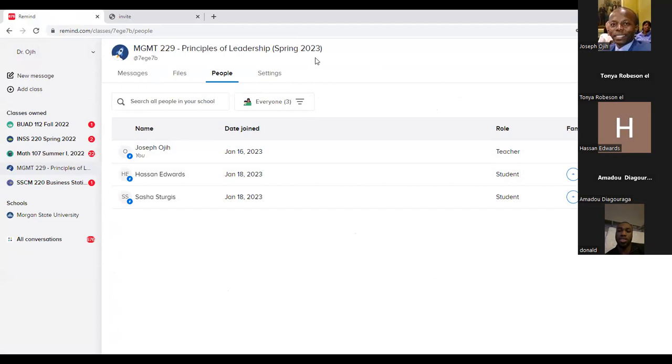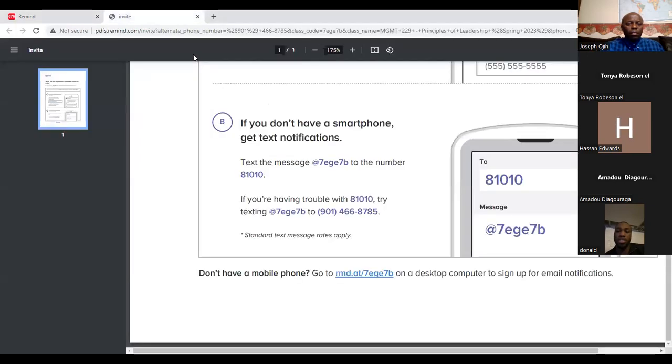So how many of you have done it? I haven't. What's the thing again? Give me one minute. Let me pull it up. This is the message right here. At 7EGE7B. Text the whole of that to this number. Then when you get a response, reply. You don't have to download anything. Just reply with your full name, I think, or by typing yes, something like that.